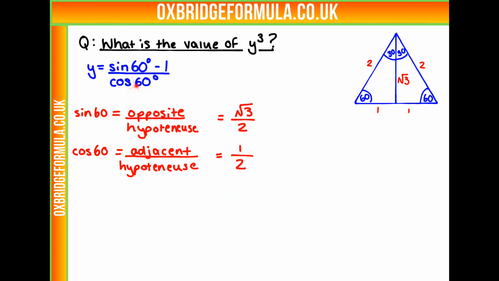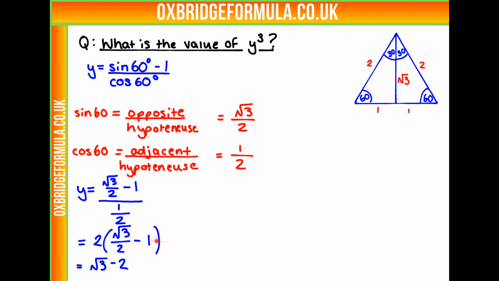And now we can substitute them into the equation. So y is going to be root 3 over 2 minus a half. And if we're dividing something by a half, that's the same as timesing it by 2. So it's actually going to be 2 times root 3 over 2 minus 1, and we can simplify that down to just root 3 minus 2.